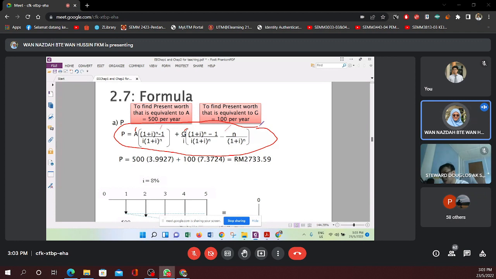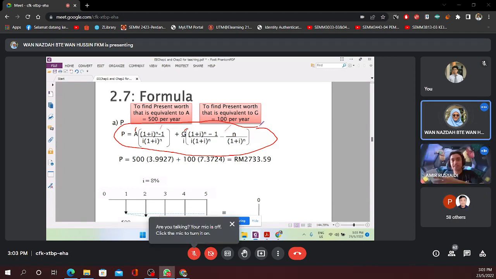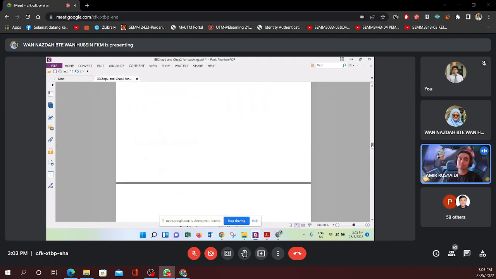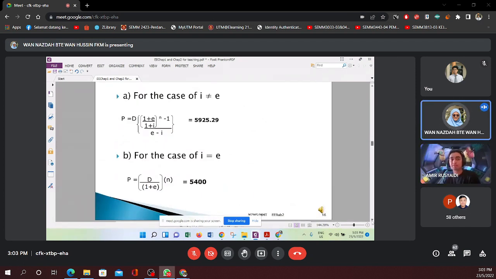So mungkin dalam RM60. RM60. Alah kecil je kan? Bolehlah. Bolehlah kecil je. Sebab tak kira terus ke tu. Sebab kan macam kira one plus i power N, lepas tu ada decimal yang dah buang. Ah, ya, yeah, betul, betul, betul.